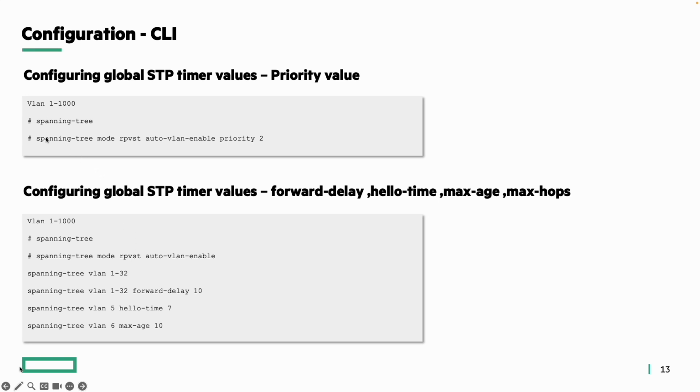Here, for example, from VLAN 1 to 1000, I'm telling that the spanning tree mode RPVST auto VLAN enable priority is 2. So this priority 2 is uniformly applied to all VLANs, both newly created and existing.